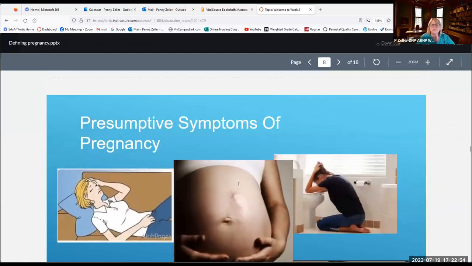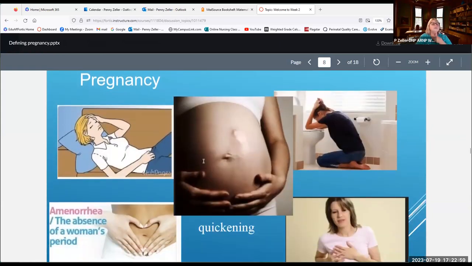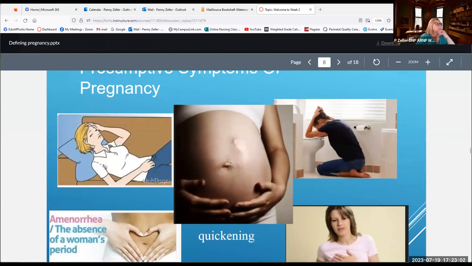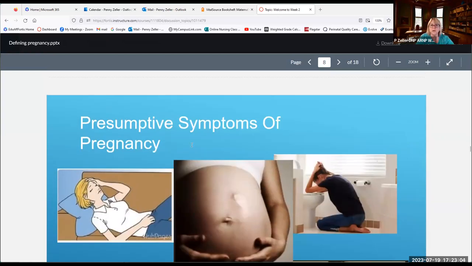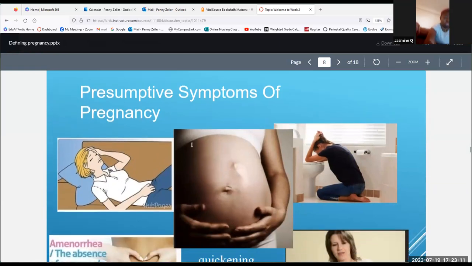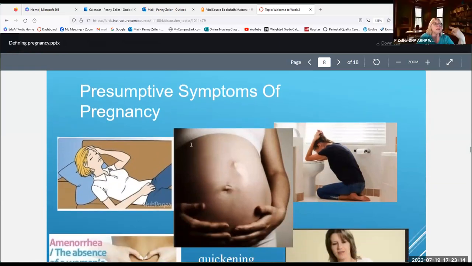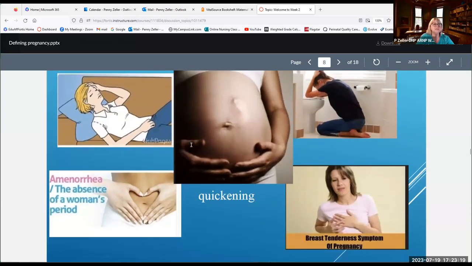Presumptive signs of pregnancy. Those are the signs or the symptoms. So these are subjective. This is what your client is telling me. She comes to the office and she's feeling tired. She's actually felt the baby move. She's been nauseous. Her breasts are tender. And she missed her period. So those are presumptive symptoms of pregnancy.